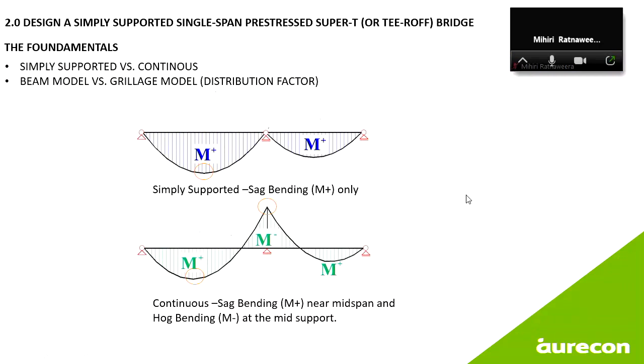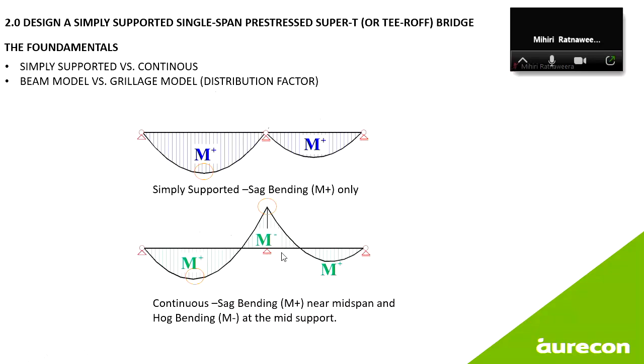Okay, who's ready for some design? Let's start with some fundamentals: simply supported bridge versus continuous support. What's the difference there? When you have a simply supported bridge, you look at the critical sag moment at the midspan, and you size the span based on that. Whereas with the continuous support restraint condition, you will have critical sag bending near the midspan, not exactly at the midspan, slightly to the left, and then a critical hogging bending moment at the intermediate support, and then another less critical bending moment here.